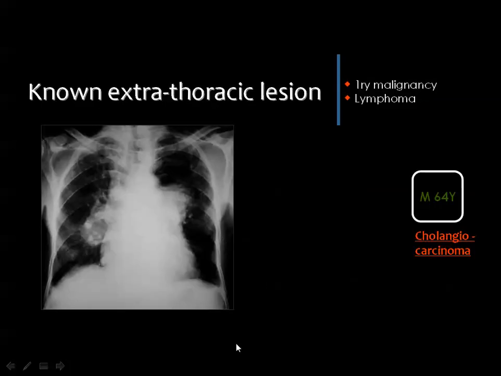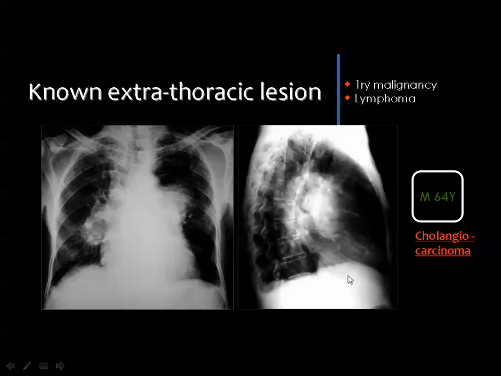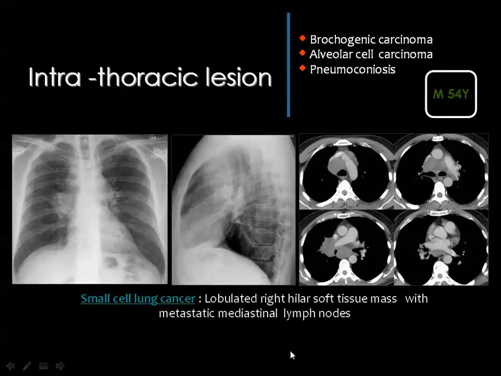Then this patient is known to have cholangiocarcinoma, and the chest X-ray showed prominence of the hilar shadows with lobulated outline suggestive of lymphadenopathy, and the lateral view showed extra density superimposed on the hilum, diagnostic of lymphadenopathy, and it is of the metastatic type because of the non-primary malignancy.